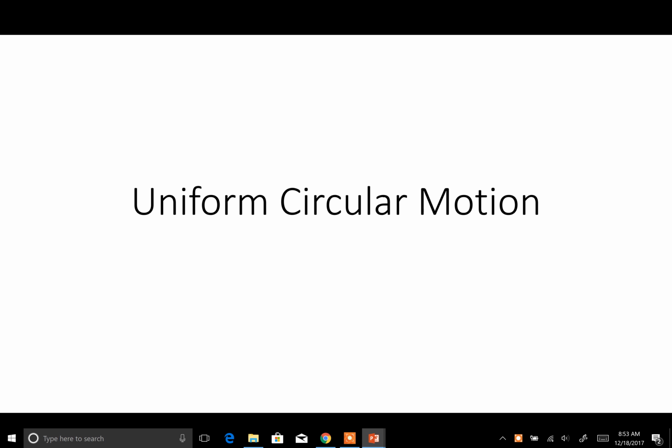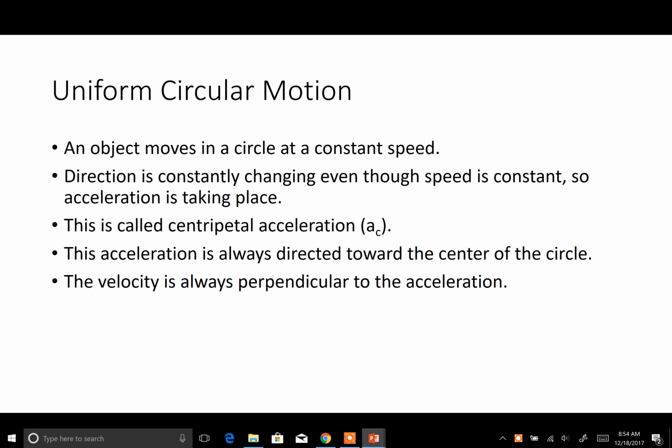This is Matt Dean with A+ College Ready, and today we're going to talk about uniform circular motion. In uniform circular motion, an object moves in a circle at a constant speed. This might be like a bucket on a string being whirled in a horizontal circle.